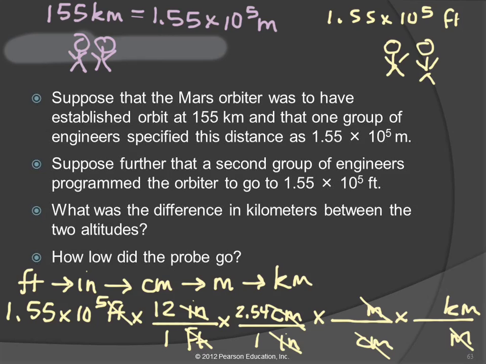Centimeters to meters. Centi is on the bottom. Centi means 10 to the minus 2. Oops, pulled down something. 10 to the minus 2. So we put it on the top.